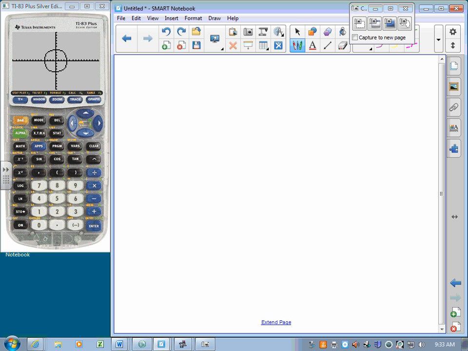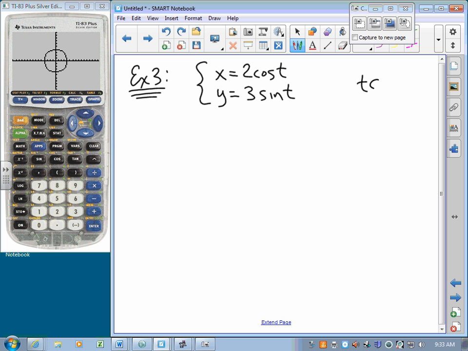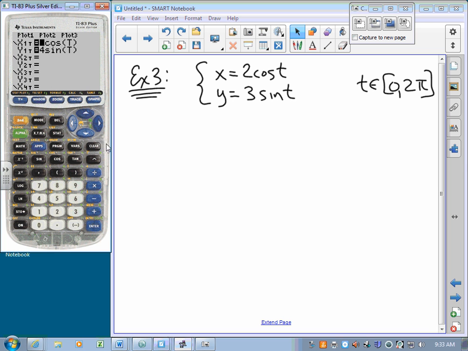Awesome. In the privacy of your own home, you should probably consider x is 2 cosine t and y is 3 sine t for t running from 0 to 2 pi. We can consider that together, can't we? We can do that. That's a 2 cosine t and a 3 sine t, and we'll run that from 0 to 2 pi.